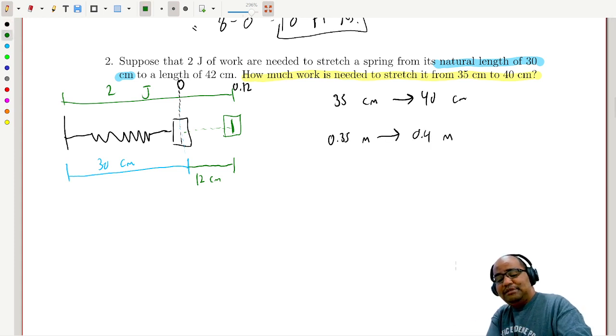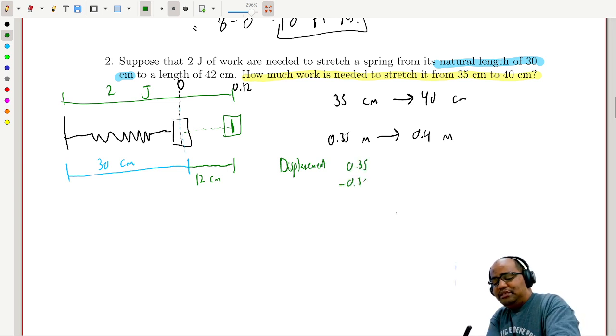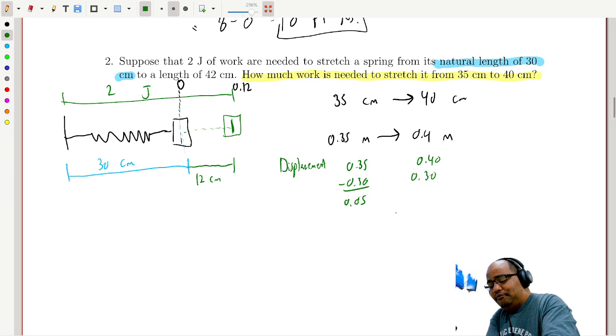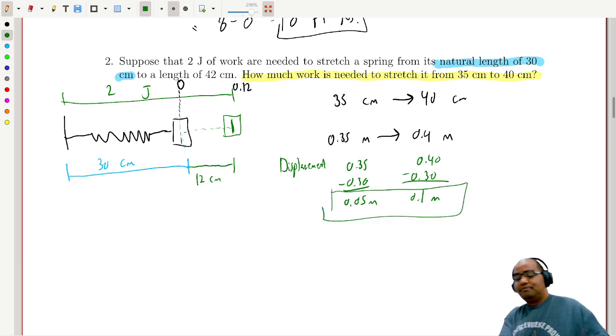Okay, but the displacement, we have to subtract from the equilibrium position. So 0.35 minus 0.30, that's 0.05 centimeters. And then likewise here, 0.4 meters to, okay, whoops, let's erase. Okay, subtract that from the equilibrium, 0.1 meters. Okay, so this is our region of integration.